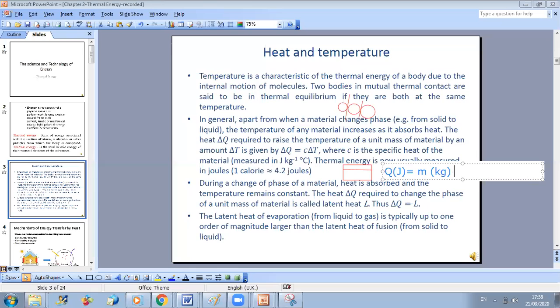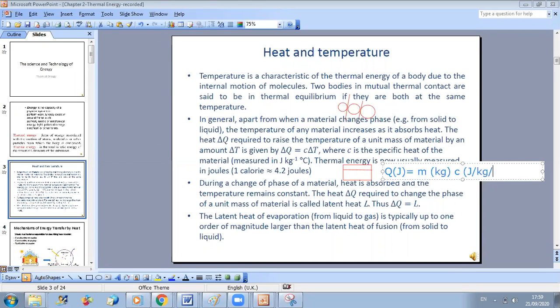We multiply by a property called the specific heat. What is the definition of specific heat? Specific heat is the energy needed to raise the temperature, let's say, of 1 kilogram to 1 degree. Okay, so if I want to raise a mass of 1 kilogram by a temperature difference of 1 degree, the energy needed is the specific heat. Okay, this is why the specific heat unit is joule per kilogram per degree.